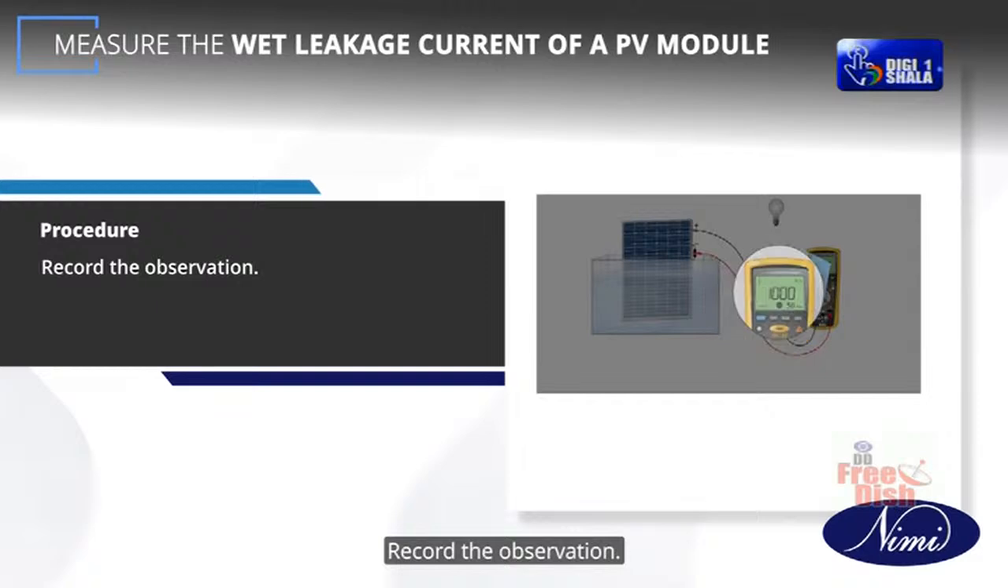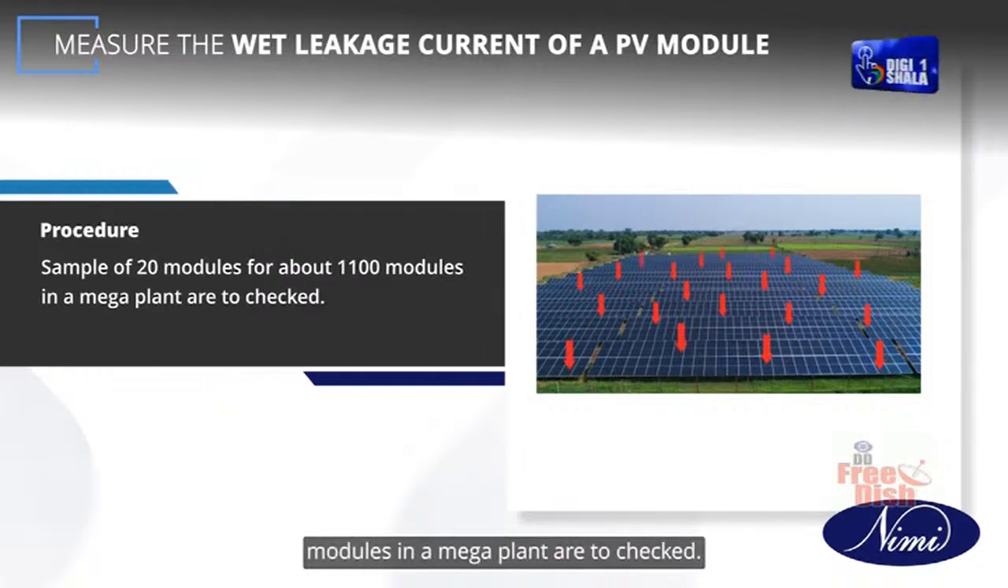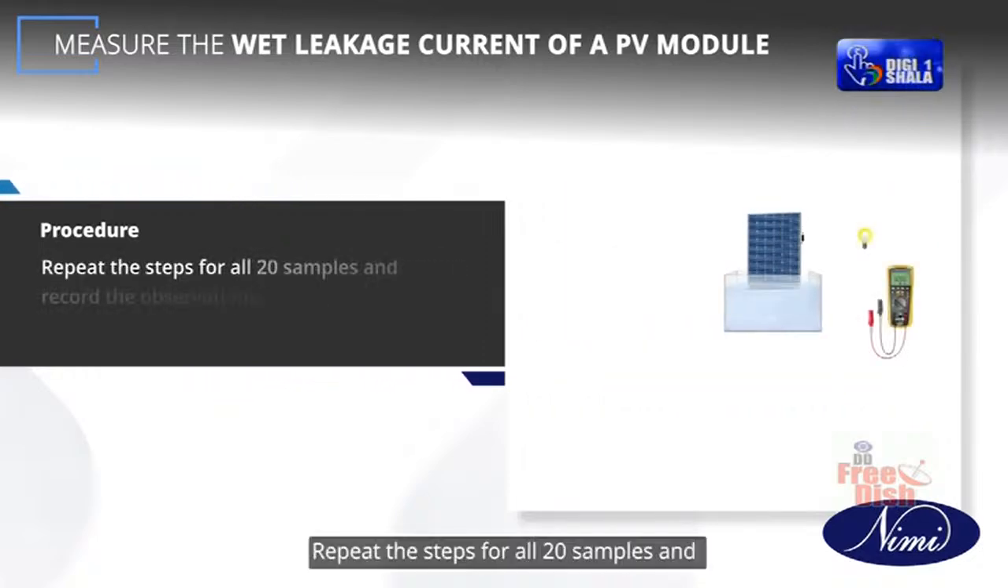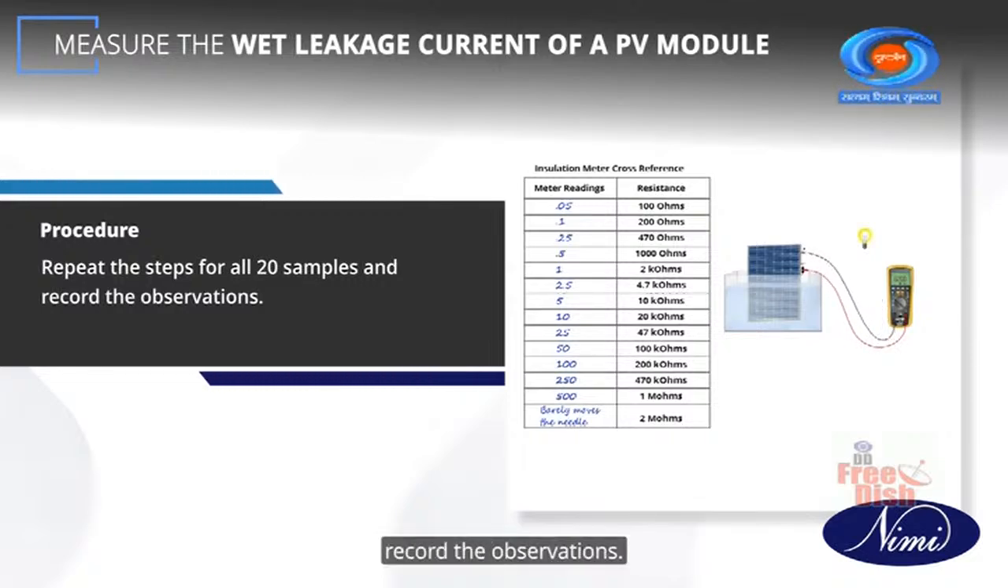Record the observation. Sample of 20 modules for about 1100 modules in a mega plant are to be checked. Repeat the steps for all 20 samples and record the observations.